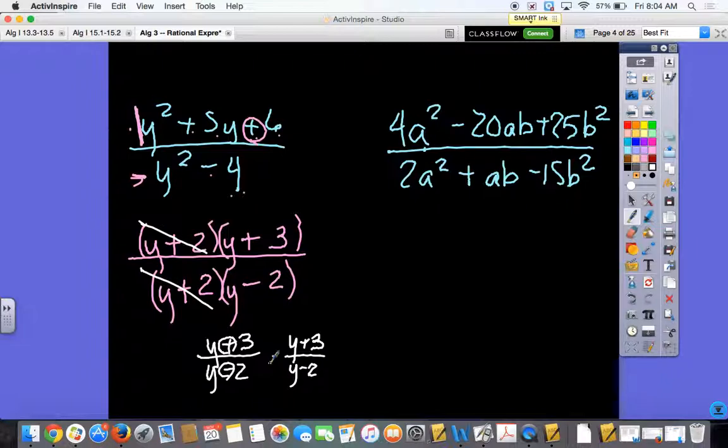All right, now this is the hardest level, and I know some of you are probably groaning when you see this one, but we need to think about it. Look up top. You got a 4, a 20, and a 25. Can you take out anything common? Not with the numbers. And when you start looking at letters, the last guy doesn't have an a, and the first guy does not have a b. So there is nothing common here. Since we have a coefficient other than 1, this is the tough kind.